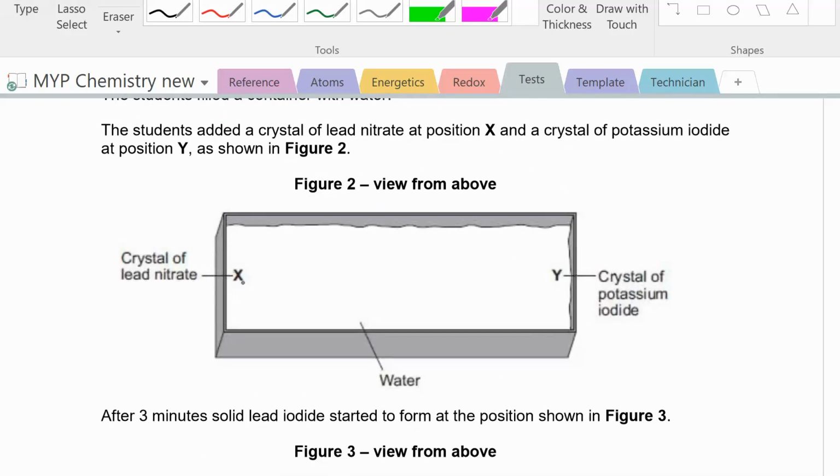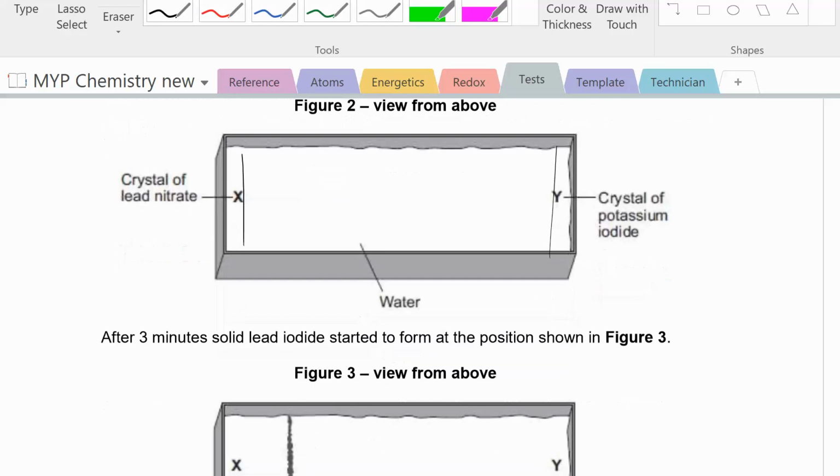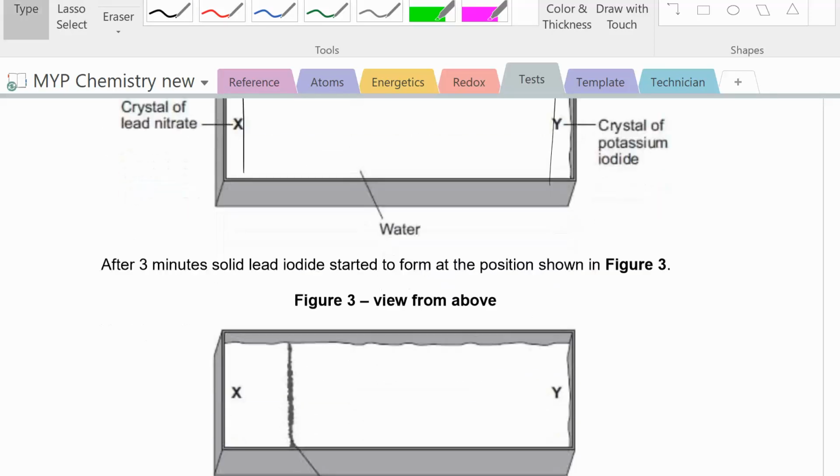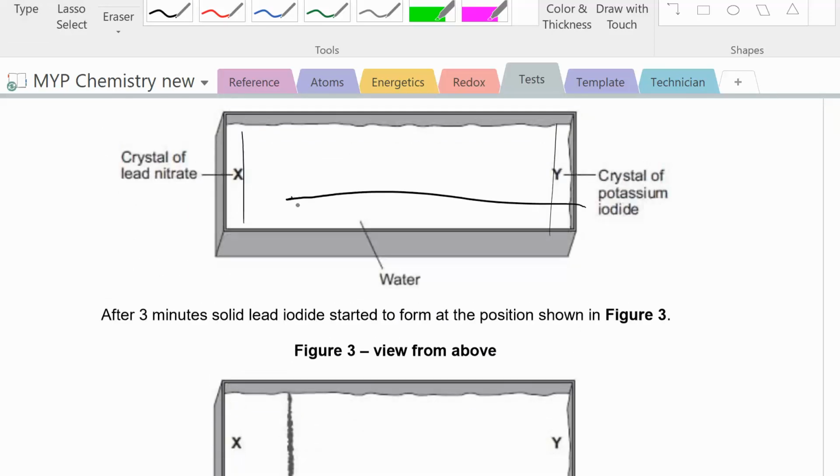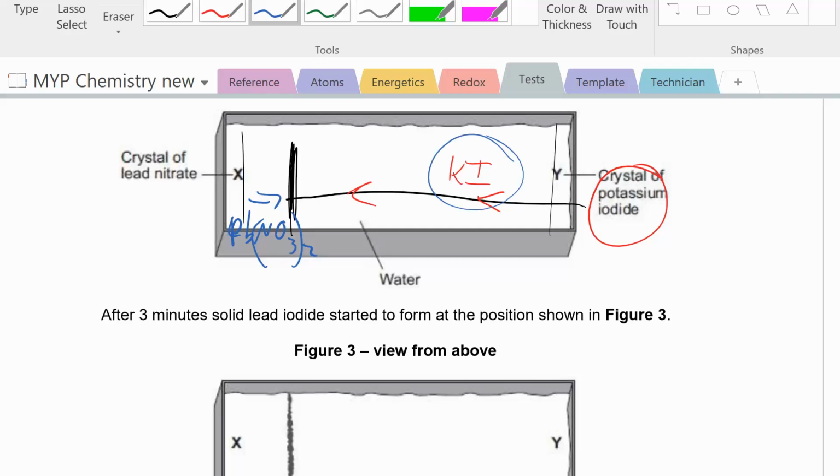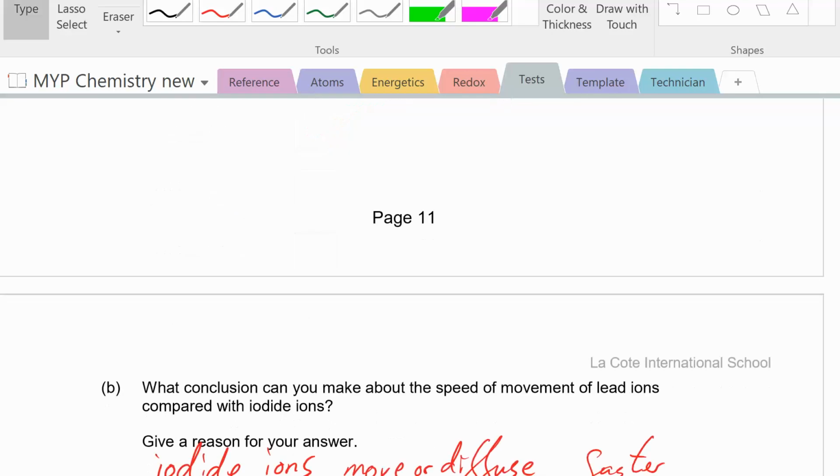Next question, lead iodide and iodide ions move through the water by diffusion. So you've got crystals of lead nitrate here and potassium iodide here. The final line is there, so what this essentially means is, the final line was here, wasn't it? So our KI has moved much further than our lead nitrate. And since it's moved much further, it gives an indication that this is possibly a smaller molecule, but we'll come back to that.